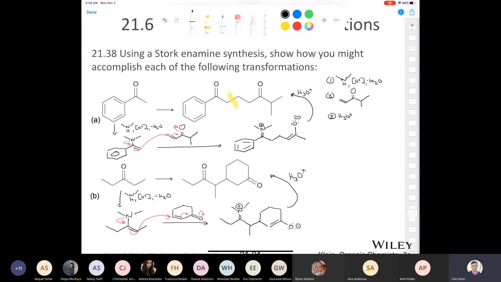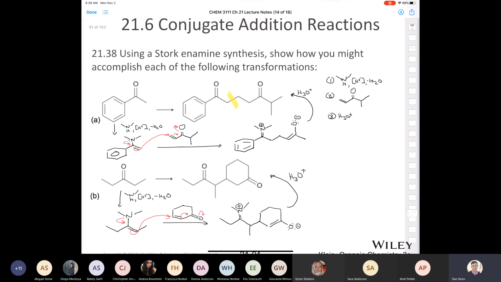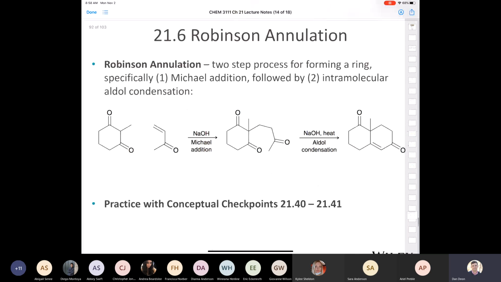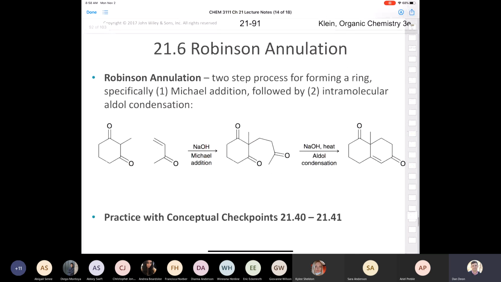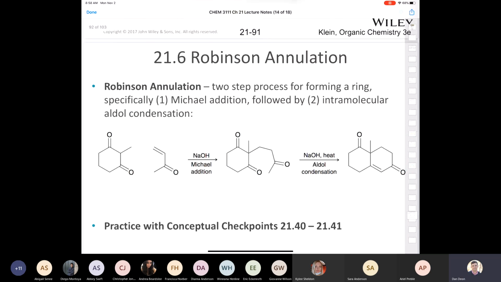Well, I guess there's one more reaction. I think, yeah, this is the last reaction, and I promise this is the last reaction in the entire chapter. It's called the Robinson annulation reaction. And it's nothing more than two reactions that you've already learned. Robinson annulation, you can guess that annulation has something to do with making a ring. It's a two-step process for forming a ring.